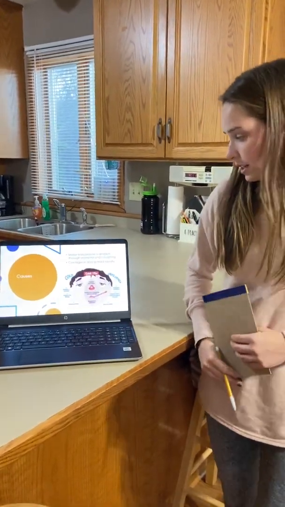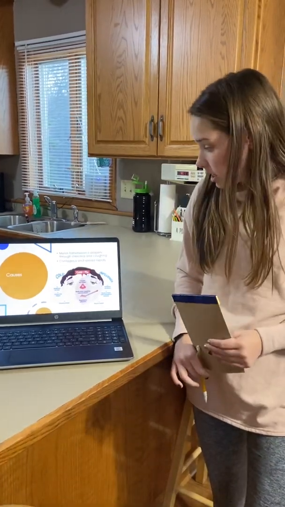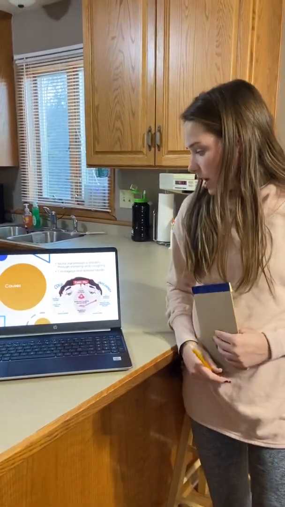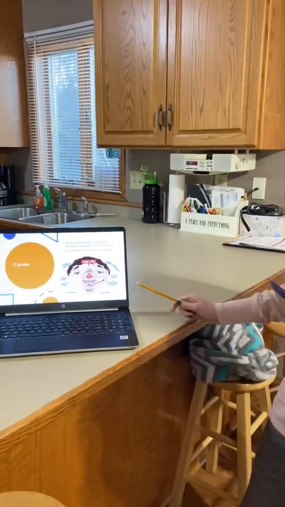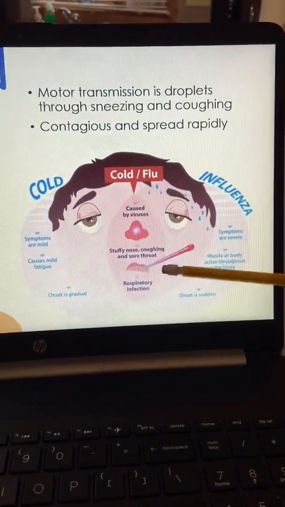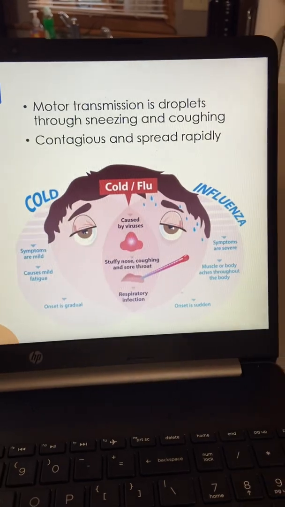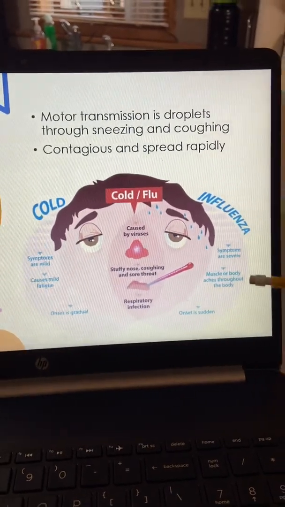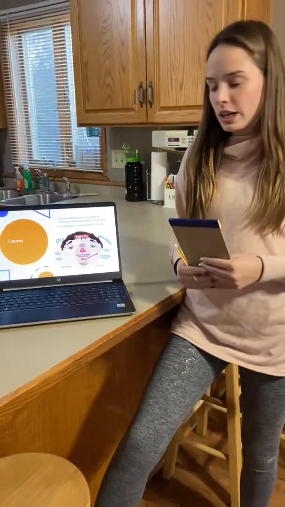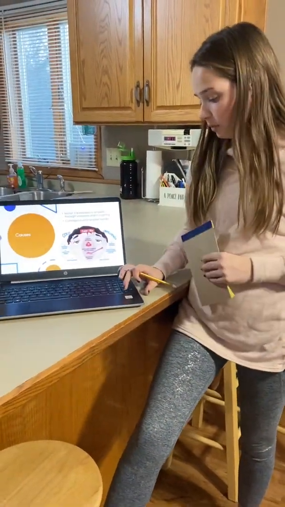Okay, so now the causes. The cause is basically transmission by droplets. Through sneezing and coughing is mainly when people can be contagious with influenza. And it's contagious and it can spread very rapidly. And this is a nice picture just showing symptoms, and it's caused by viruses: stuffy nose, coughing, sore throat, respiratory infections, and symptoms and stuff like that. It's a nice picture just to identify the difference between a cold and influenza.